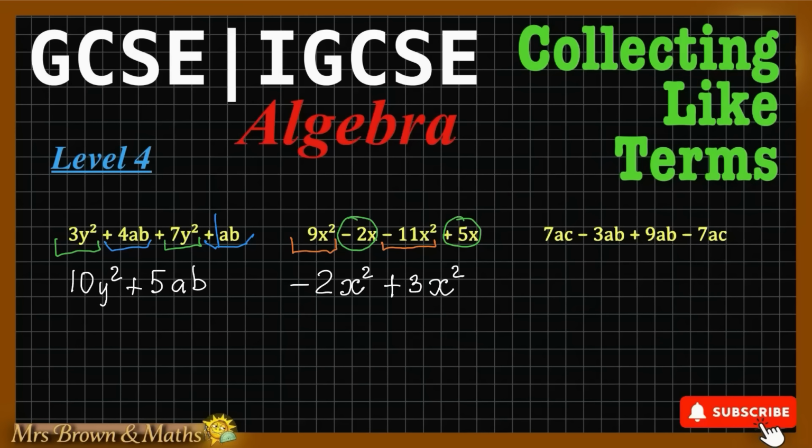Third question. 7ac minus 3ab plus 9ab minus 7ac. So 7ac minus 7ac gives me 0. I don't have to write it down. Now let's move to ab terms. Minus 3ab plus 9ab gives me 6ab. That is the final answer.